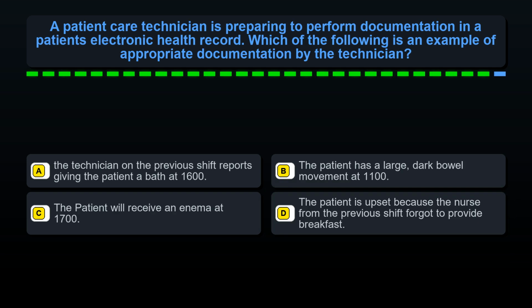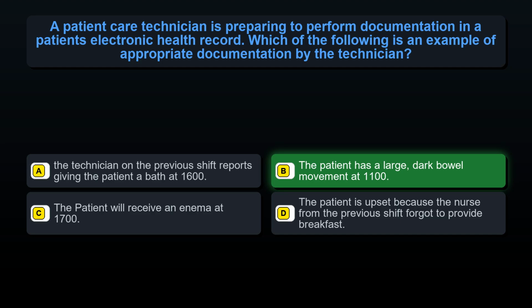Question 25. A patient care technician is preparing to perform documentation in a patient's electronic health record. Which of the following is an example of appropriate documentation by the technician? Option A, the technician on the previous shift reports giving the patient a bath at 1600. Option B, the patient has a large, dark bowel movement at 1100. Option C, the patient will receive an enema at 1700. Option D, the patient is upset because the nurse from the previous shift forgot to provide breakfast.